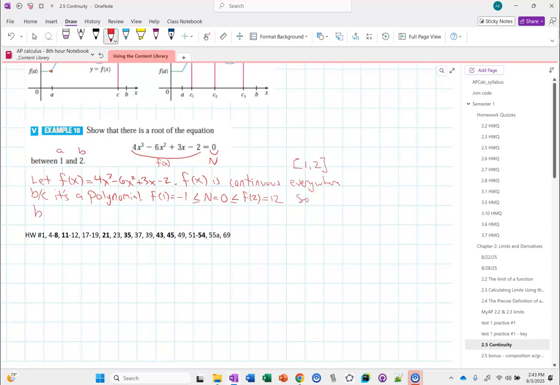So, by the intermediate value theorem, there exists, or if you feel like doing math symbols, the backwards capital letter E means there exists, a c between a and b such that f of c is equal to n, or is equal to 0.